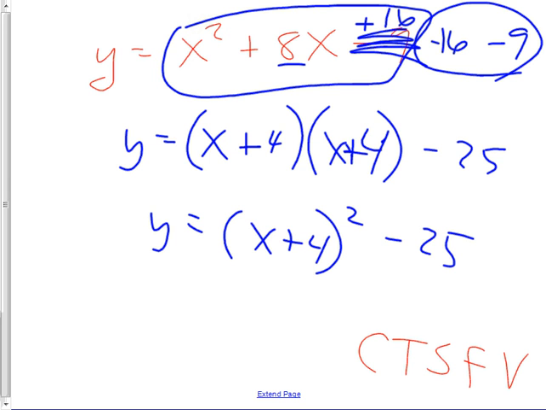Okay, what is the vertex in this one? Close. -4, -25. There we go. There's the vertex.